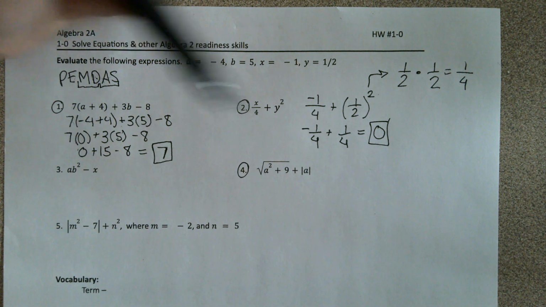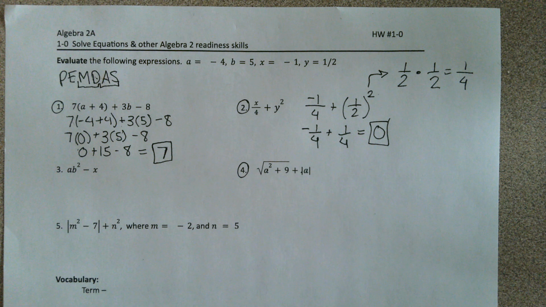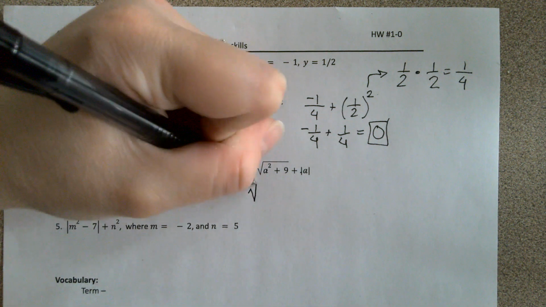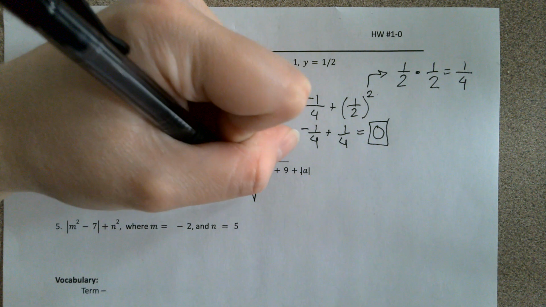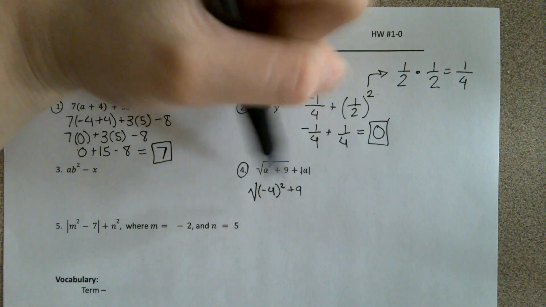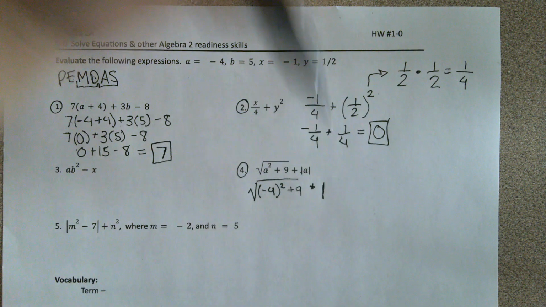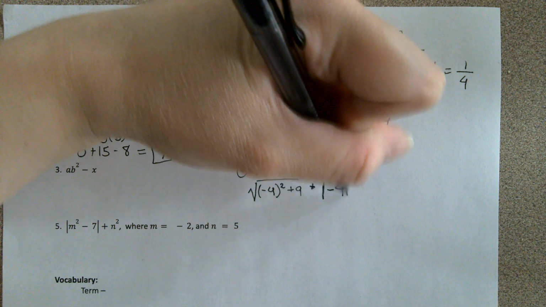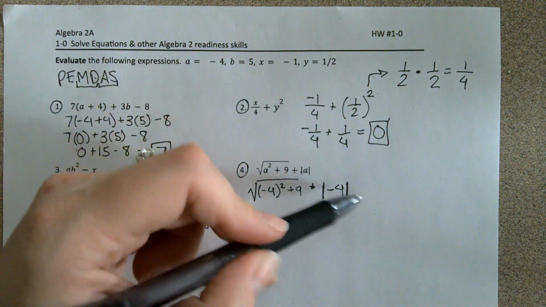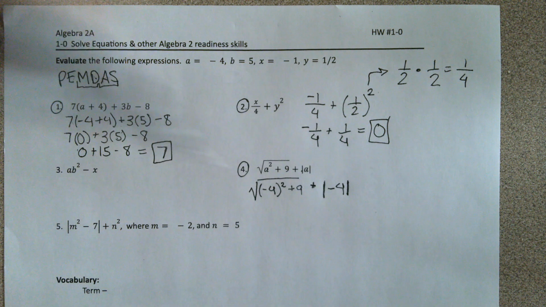Number 4, square root of a squared plus 9 plus the absolute value of a. Plugging in, a is -4. So we have -4 squared plus 9 plus the absolute value of -4. When you draw absolute value symbols, I recommend you take a second to darken the lines so they don't look like a 1.